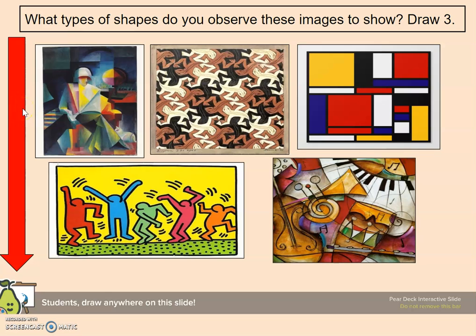What types of shapes can you observe in these images? Same thing, in Pear Deck, you're going to be asked to draw 3 different shapes that you see. 3 different recognizable shapes. And there's quite a few of them here.